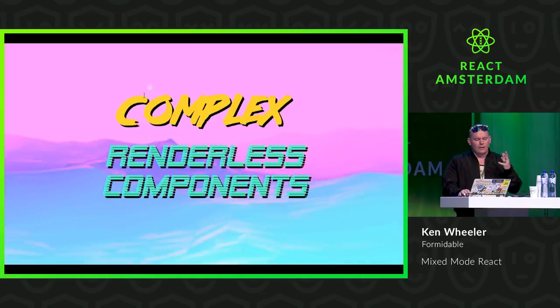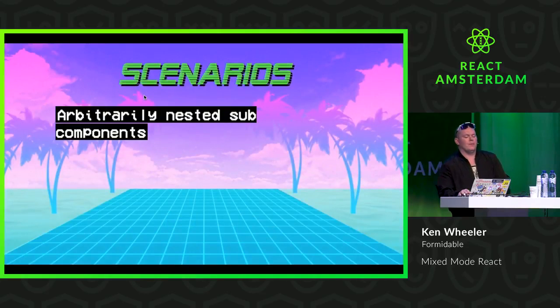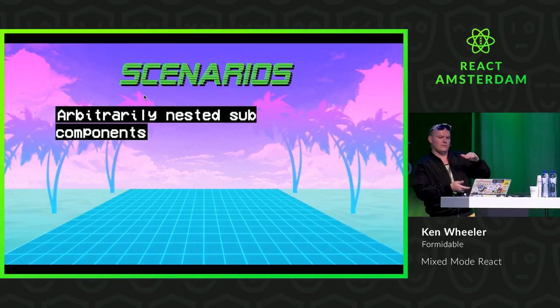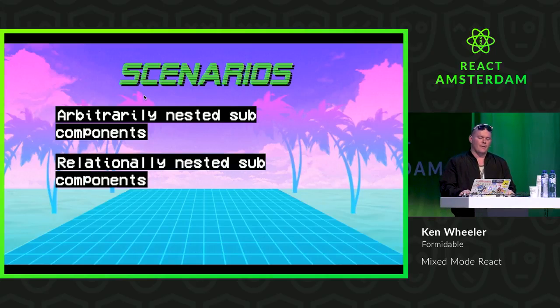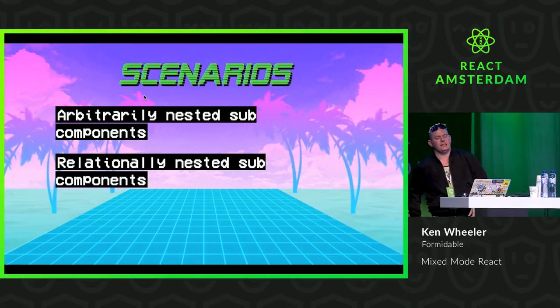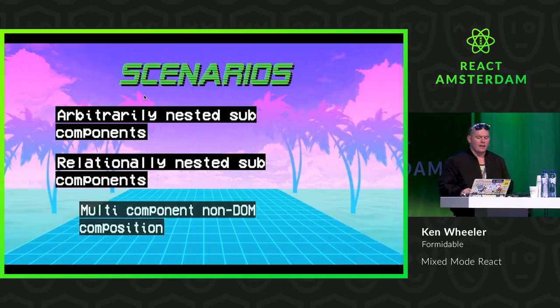So now it's time to talk about some complex ones, right? The kind of scenario that you'd be in would be if you had arbitrarily nested subcomponents. Like, I'm writing this presentation in Spectacle, which is a React presentation framework that I wrote, and it kind of just relies on stuff being child elements, right? But if you have something that has some undetermined depth of where you're going to put things, that would be a scenario. Relationally nested subcomponents, so things that kind of work together based on their position in the tree.